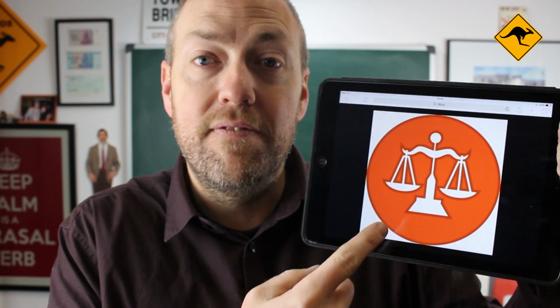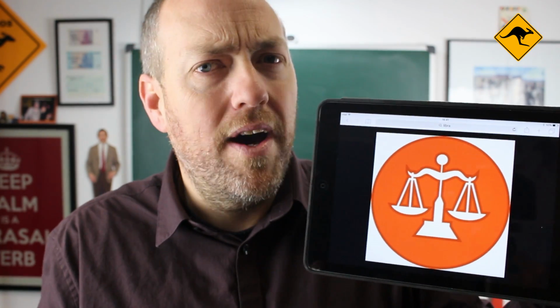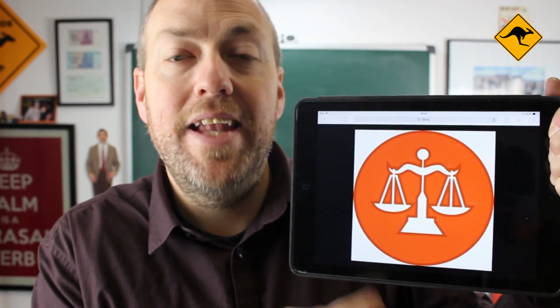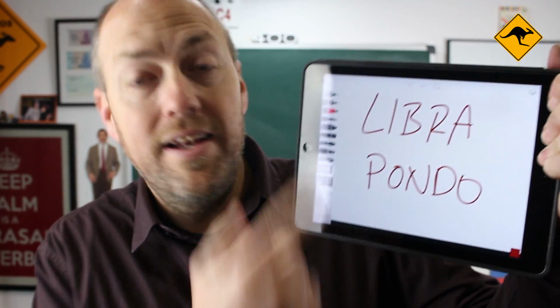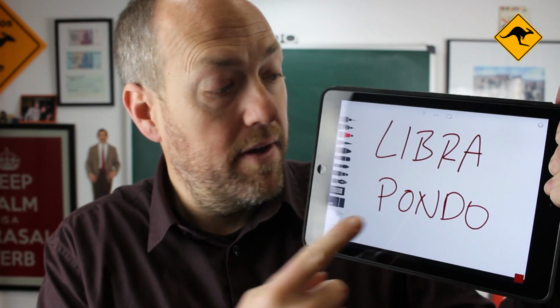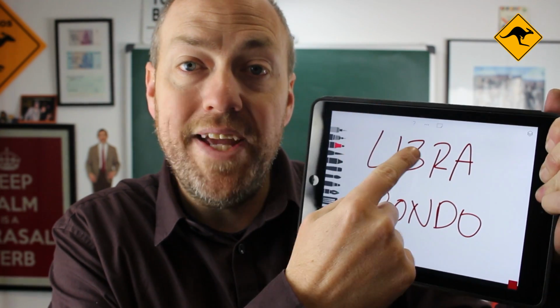This is the symbol for Libra. Why? Because Libra is a Latin word which means scales. And also, it was the verb to weigh something. This means that in the past, things were measured in libra pondo, or a pound of weight.